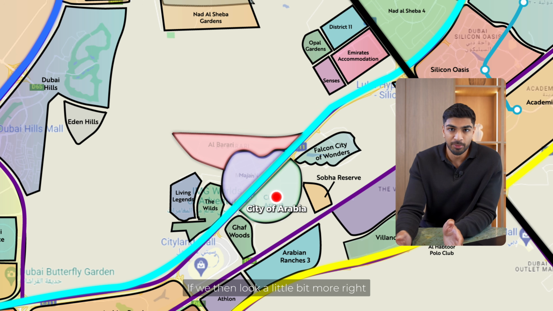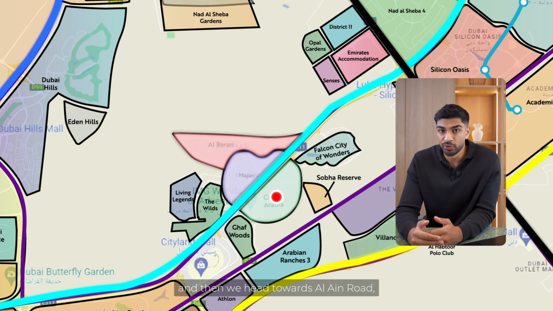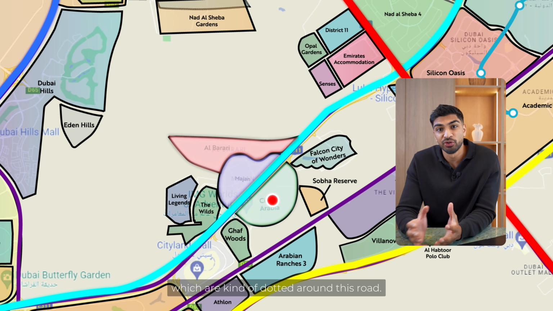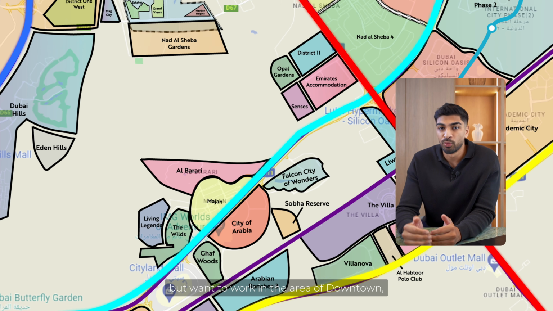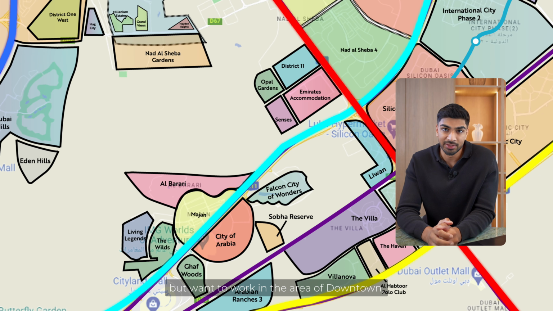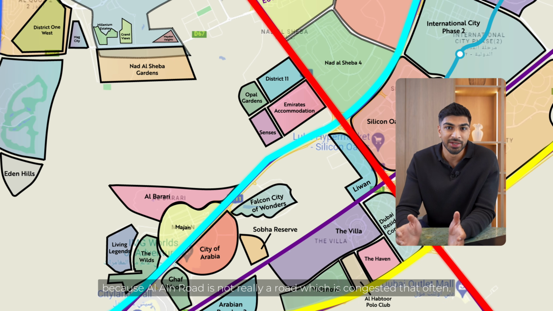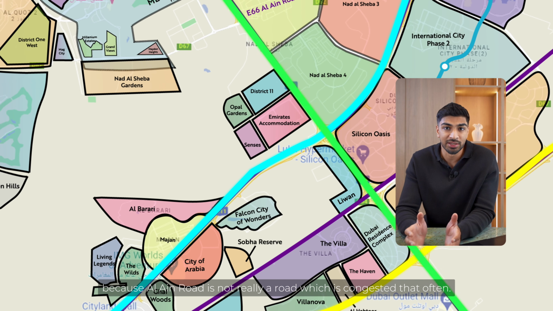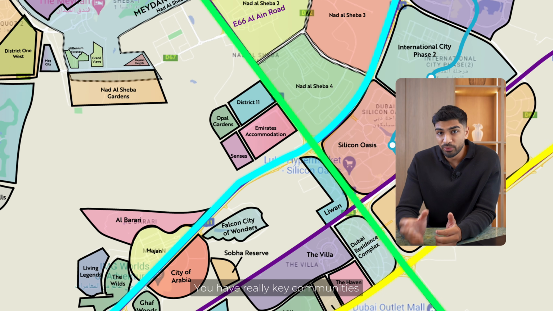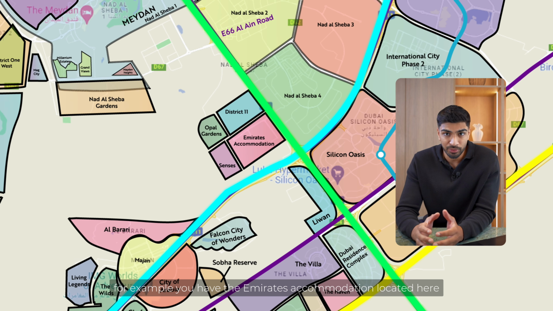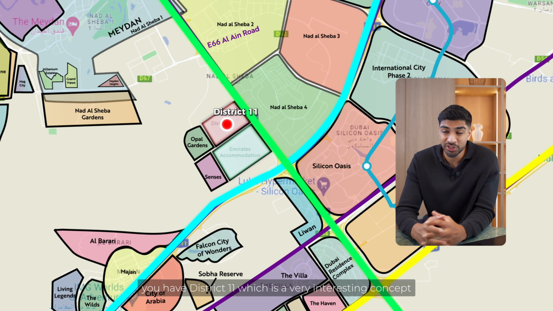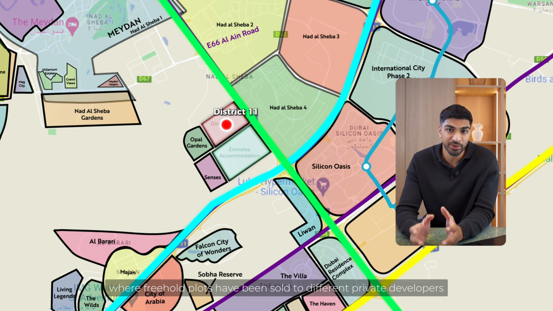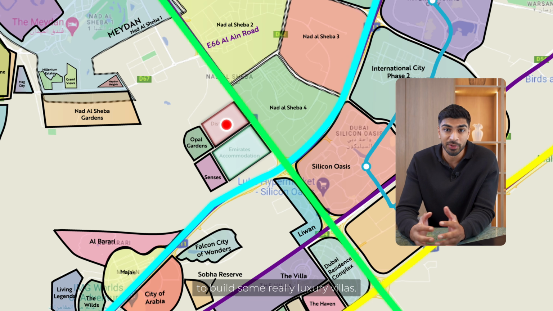If we then look a little bit more right and then we head towards Al Ain Road, we'll see an array of communities which are kind of dotted around this road. A lot of people live in these areas but want to work in the area of downtown because Al Ain Road is not really a road which is congested that often. You have really key communities. For example, you have the Emirates accommodation located here. You have District 11, which is a very interesting concept where freehold plots have been sold to different private developers to build some really luxury villas.